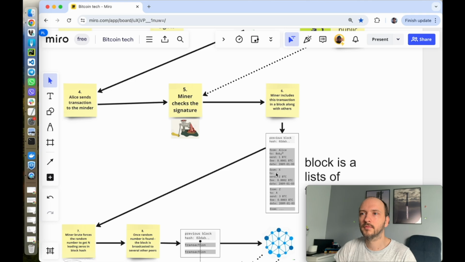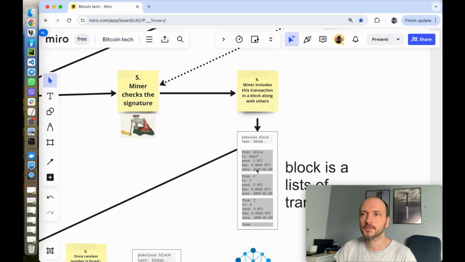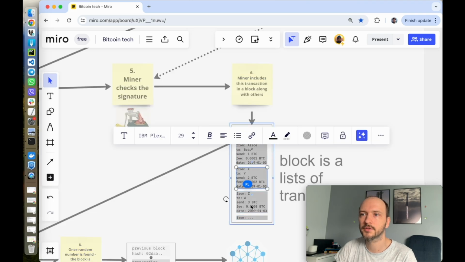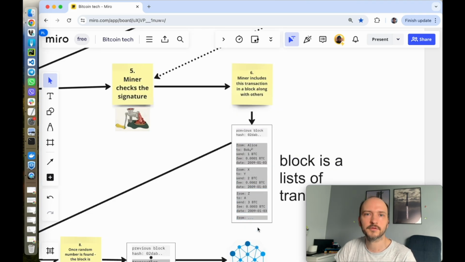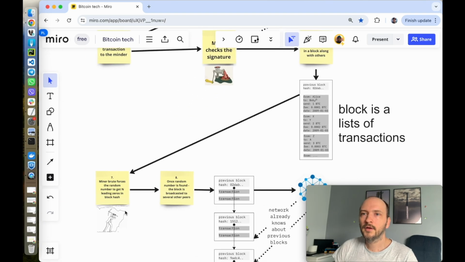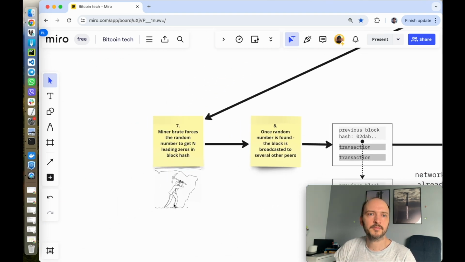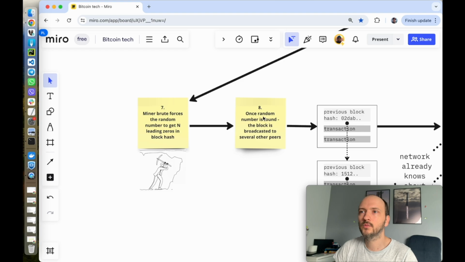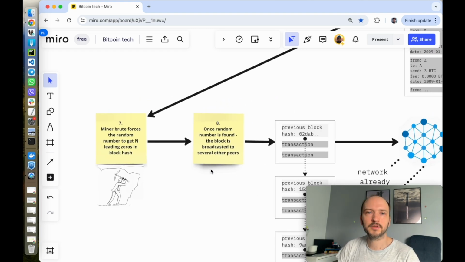And yeah, that's the block. It's just a list of transactions with some additional information. Here is the transaction that was added, here are the transactions from other people, and a big list of transactions here. And the miner just brute forces a random number with proof of work to get the number of leading zeros that is required at the moment by the algorithm. So he does this work trying to find the random number and get the corresponding hash. And once it's found, the block is broadcasted to several other peers.